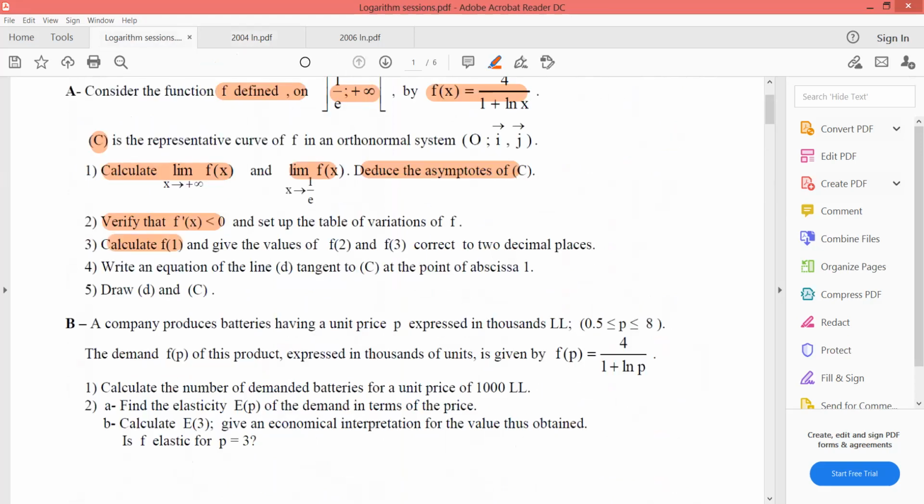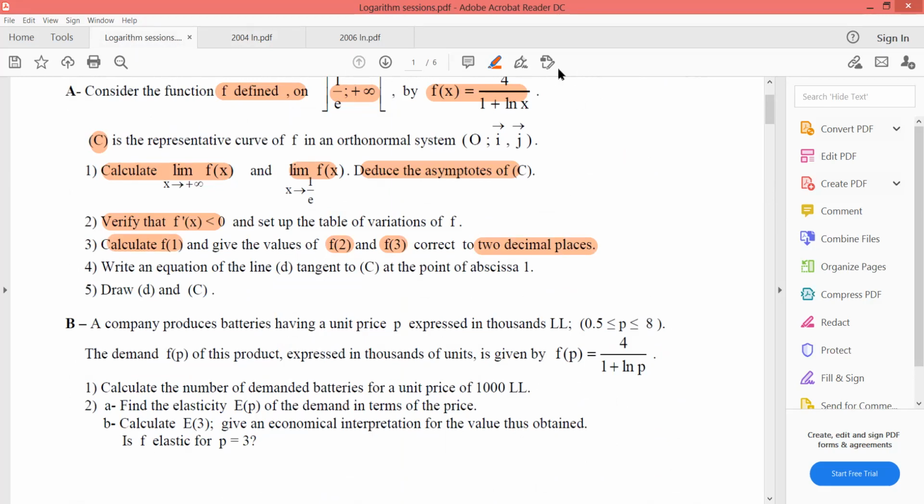Now f of 2, and give the values of f of 2 and f of 3 correct to 2 decimal places. Only we give 2 numbers after the decimal. It is not correct if we give 1 number, so you have to give 2 numbers. 3 numbers is not correct after the decimal. So you have to put only 2 numbers after the decimal.